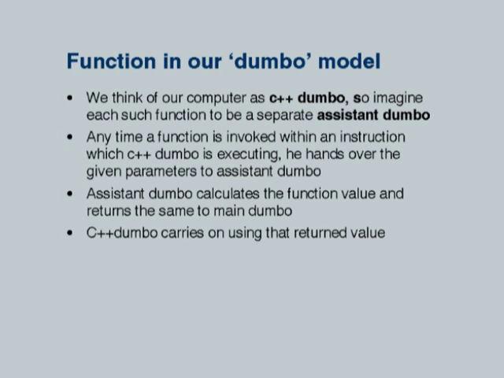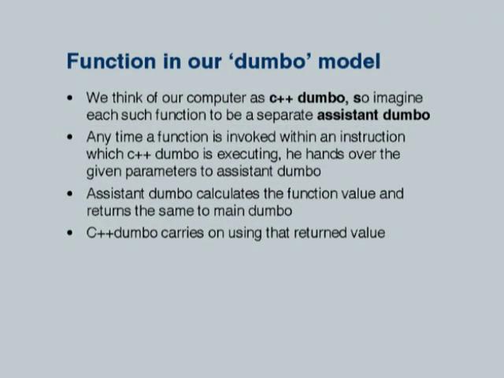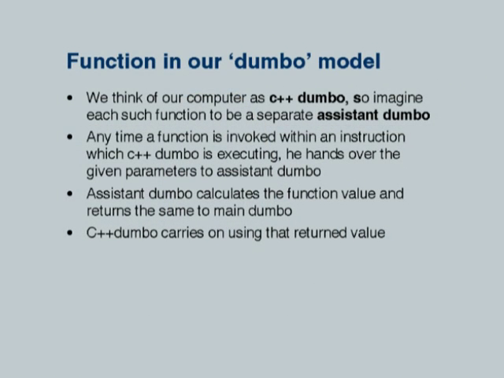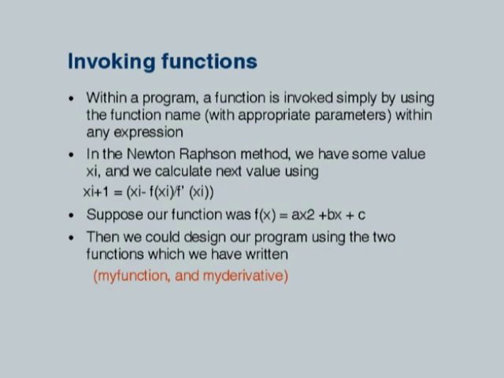So the way things operate is that any time a function is invoked within an instruction which C++ Dumbo is executing, we shall see how the function can be invoked. We have not yet seen that. But apparently there is a mechanism that in my main program, I should be able to say something which will tell Dumbo that I don't have to compute this, but this is a function invocation, so I have to go to this assistant Dumbo. So whenever this invocation happens, Dumbo will collect the parameters which are listed in that invocation and go over to the assistant Dumbo, giving him the parameter. It is the separate assistant Dumbo then who calculates the function value and returns the final value to Dumbo. Once Dumbo gets back the final value, he carries on using that returned value from wherever he left. Exactly at that point he comes back. So let us look at the invocation of these functions.